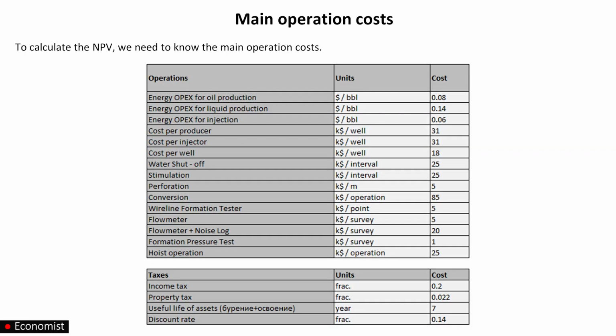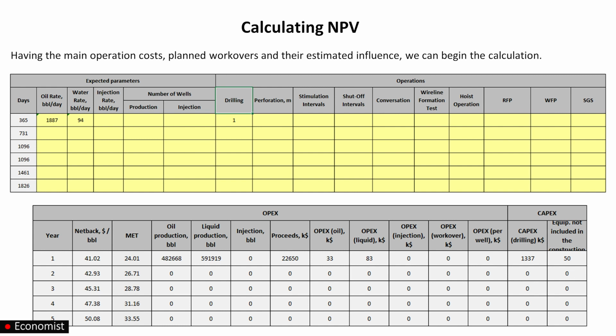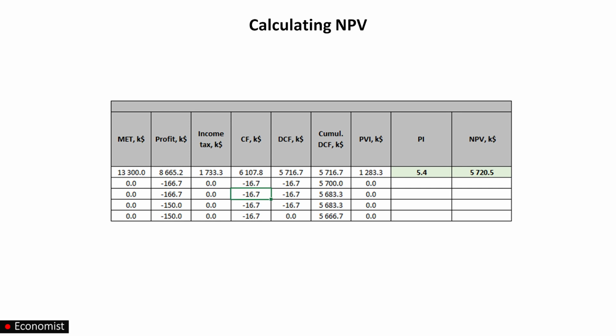To calculate the NPV, we need to know the main cost items. The main cost items are shown on the screen. These are the costs of oil and liquid production, well servicing fees, the cost of workovers, as well as taxes. The discount rate is 14%. Now that we identified the main cost items, targeted workovers, and estimated their effects, we can start the calculation procedure. To calculate the revenue, operating costs, capital costs, and tax costs, we can already calculate the NPV.